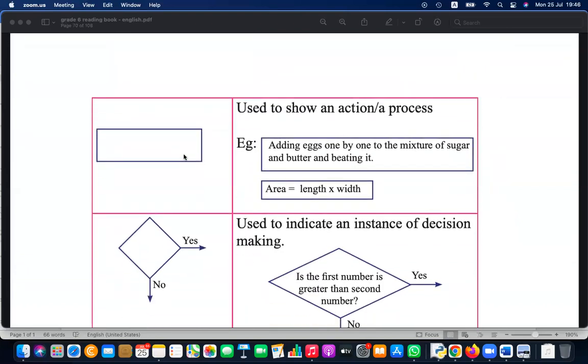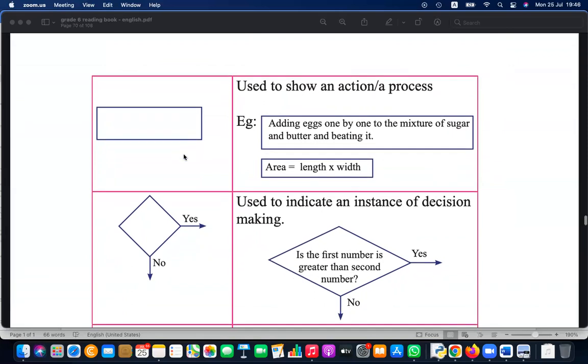Display perimeter. What do you need to use? Again, you are telling the wrong answer, right? Well done. So rectangle is for process. Display perimeter is output. Output uses parallelogram.